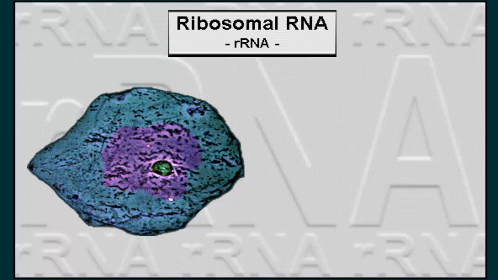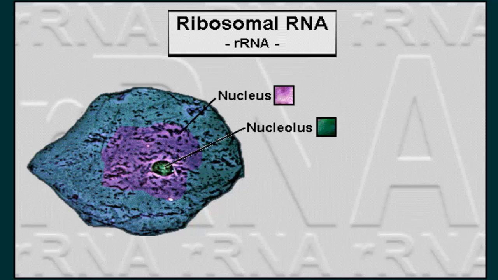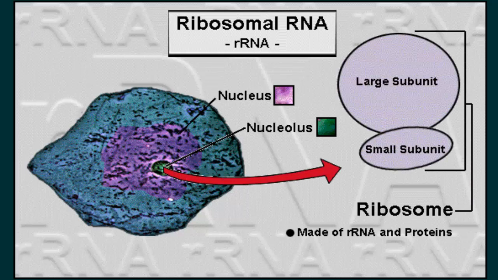The third type of RNA is called ribosomal RNA, or rRNA. Like mRNA and tRNA, rRNA is also transcribed from DNA. Within the nucleus of a eukaryotic cell, there is a structure called the nucleolus. Inside the nucleolus, rRNA is joined with various proteins to form ribosomes. Each ribosome consists of 2 subunits that are unequal in size. The ribosome is the site of protein synthesis.